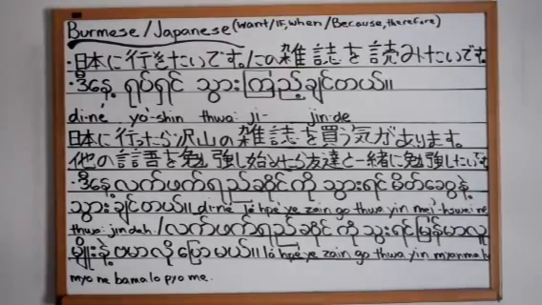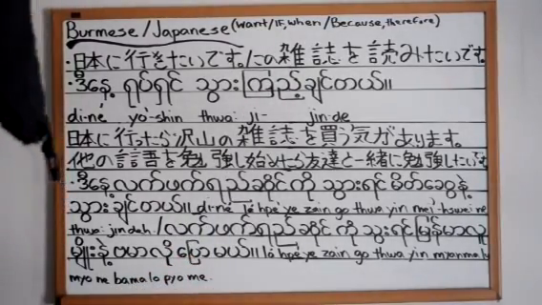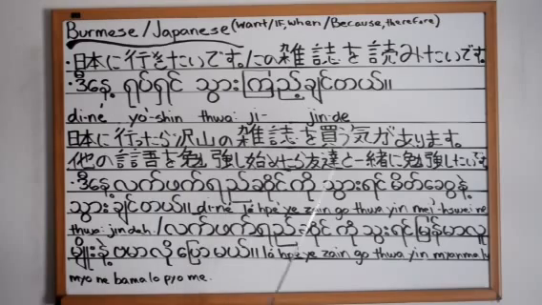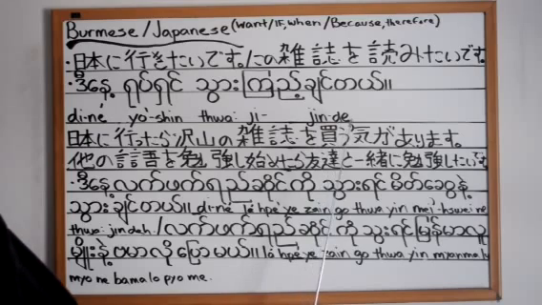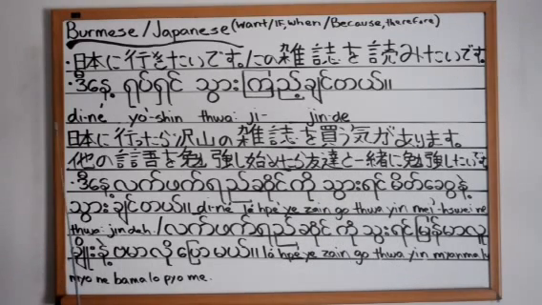Alright, so what's next? We're talking about if and when. Here's our example sentence in Japanese: 日本に行ったらたくさんの雑誌を買う気があります。 So that is, when I go to Japan, in the future, when I go or if I go, I plan to buy a lot of magazines. When I go to Japan, I plan to buy a lot of magazines.